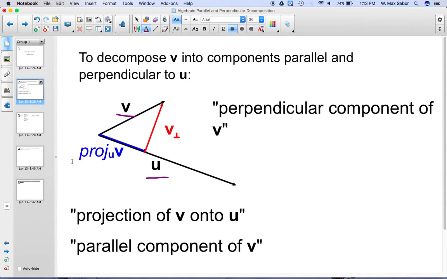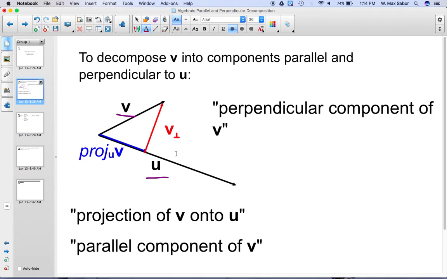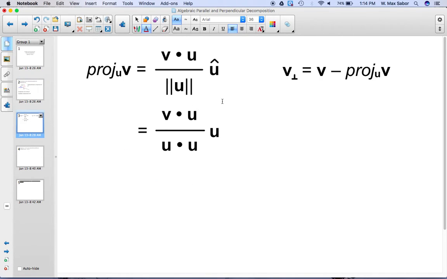So what we know is that the dot product of V and U is taken by a scalar multiplication of the parallel component, so the projection times U. We can use that to write that the dot of V and U divided by the magnitude of U represents the size of the projected component, and then we can multiply by a unit vector in U's direction because we want it to be parallel to U. That's why it has to be in that direction.